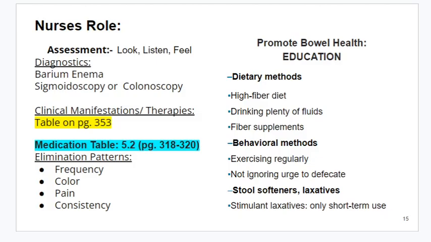On that assessment tables that they do have under the bowel area, I do want to make sure that you guys do look at those alterations and therapies. That is on page 313. And then that abdominal assessment, if you need to review how do we really truly assess our bowels with that look, listen, and feel, that is on pages 315 to 316.